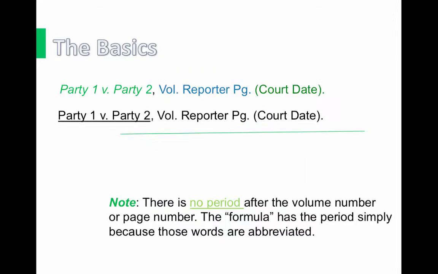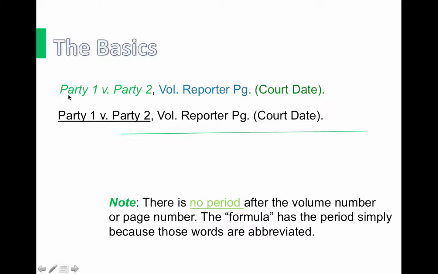This is just a basic overview of what a formula would look like for a full citation. You have the party names, the volume of the reporter and the page number, and then the court it was decided in and the date. I just want to point out that there's no period. When you're using a volume number and a page number, you don't put a period after it. It's just like this here because these words are abbreviated.